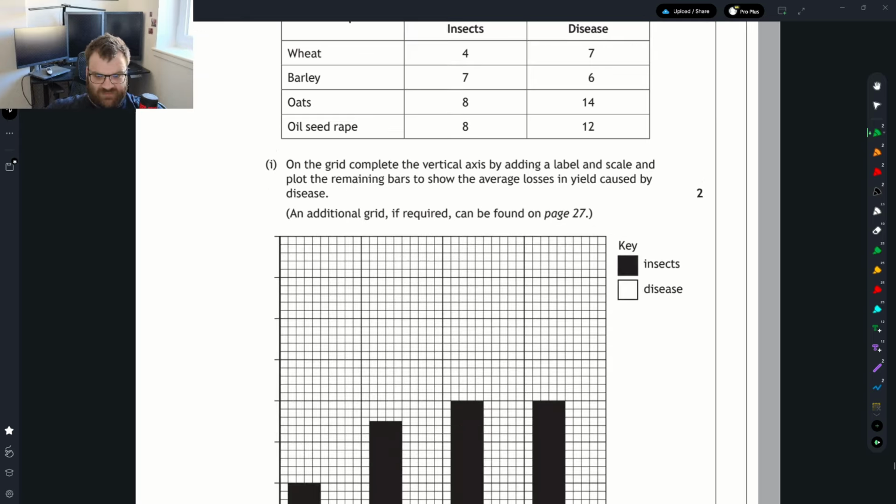So the way a good graph should work is that the independent variable, the one that you're changing, should go along the bottom, and what we're measuring should go up and down. So the crop should go along the bottom. They've done that for us. How nice is that? So then we want to copy the other heading, which is average loss in yield, and that will be in percent.